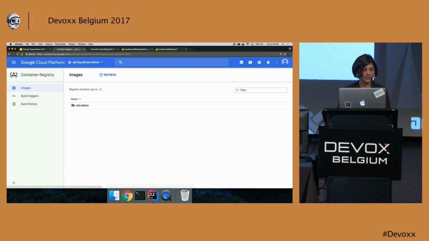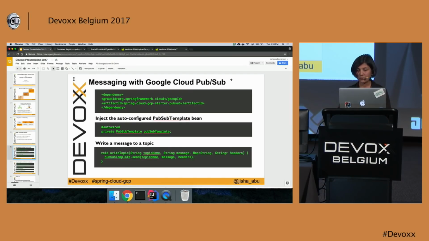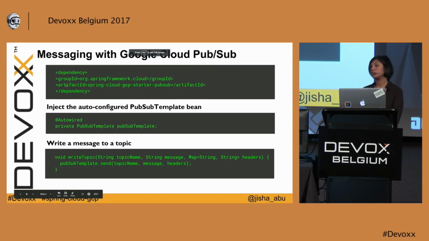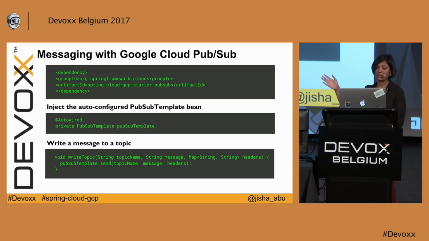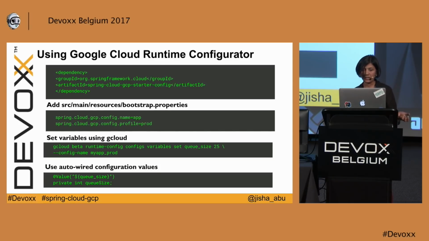Cool. All right, so let me get back to it. I have 4 minutes, but we'll make it quick. That was about how you can leverage these integrations. That's all it takes to really run against Google Cloud Platform services. Now if you wanted to use Pub/Sub, again very similar: you include the bill of materials, you include the dependency, you use an autowired class, and then you can just send a message, and you can receive as well. Again, for the managed configuration service, you have the starter for the configuration. You just provide a configuration name and an environment profile name. gCloud is the tool we use to manage the configuration. And after that, it's an autowired configuration value that you use.